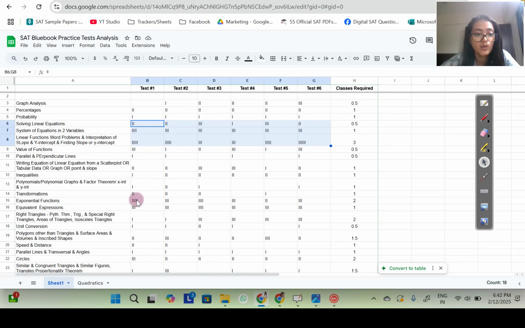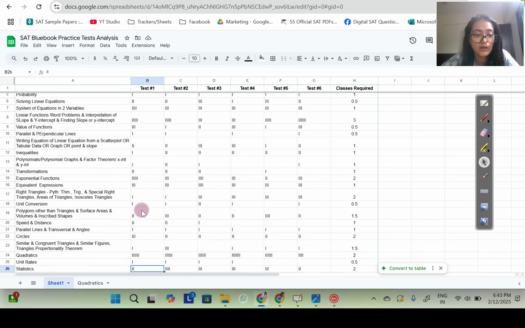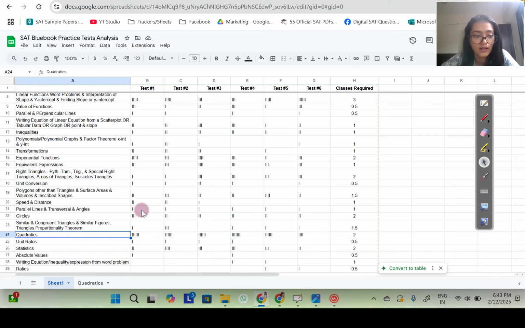Then there were many questions asked from exponential functions and also equivalent expressions. And one topic, quadratics. From quadratics, in every test, there were 4 questions, minimum 4 questions. In test number 6, there were minimum 4 questions. And in all the other tests, there were 5 or 6 questions from quadratics. Okay, so quadratics is the most important topic.